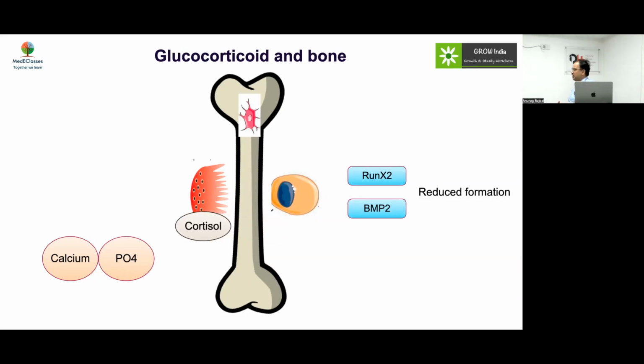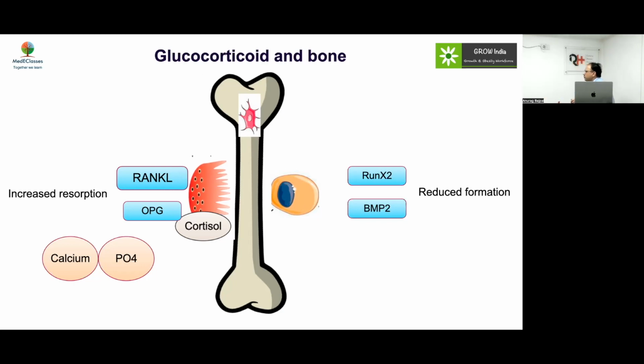Now, on the simultaneous side, they will increase the RANK ligand activity and they will decrease the osteoprotegerin. So basically what's happening is that your osteoblasts are going to go down and osteoclasts will go up. So your bone turnover will go more towards bone resorption rather than bone formation. And therefore you will have increased resorption. So you will have increased levels of alkaline phosphatase and other markers, and you will have bone loss, which will happen.